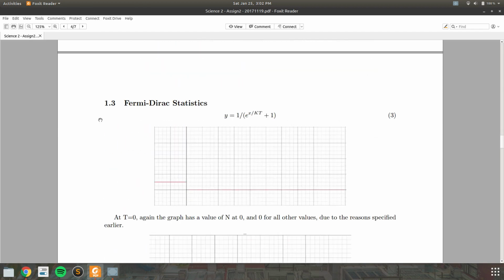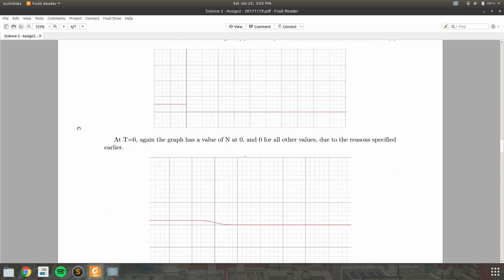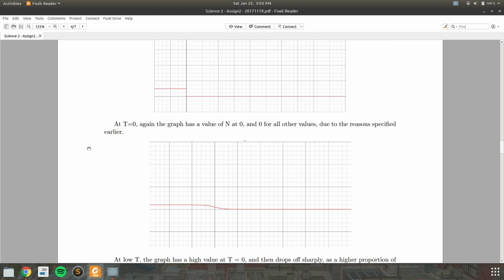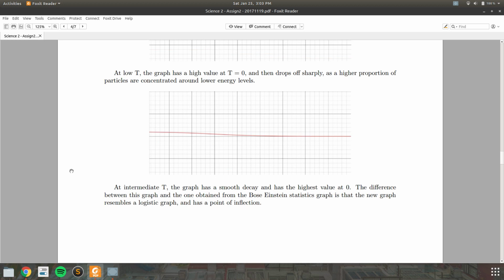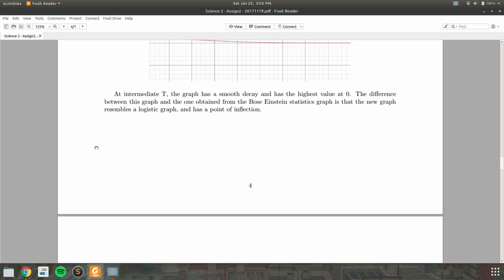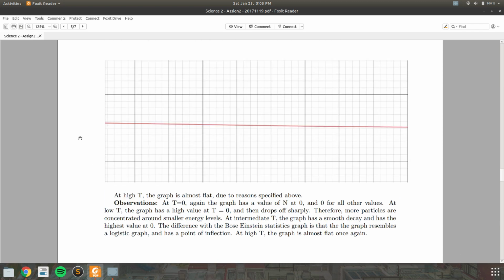For Fermi-Dirac statistics, the equation is 1 by e power x by kT plus 1. Here again, at T equal to 0, the graph has a value of N at 0, and 0 for all other values. At low temperatures, the graph has slightly higher values at 0 and then drops off sharply as a higher proportion of particles are concentrated on low energy levels. At an intermediate T, again the graph has a smooth decay but also peaks at 0. The difference here is that the graph resembles a logistic graph, and this graph has a point of inflection. Finally, at high temperatures, the graph is almost flat, for the same reasons that we talked about above.